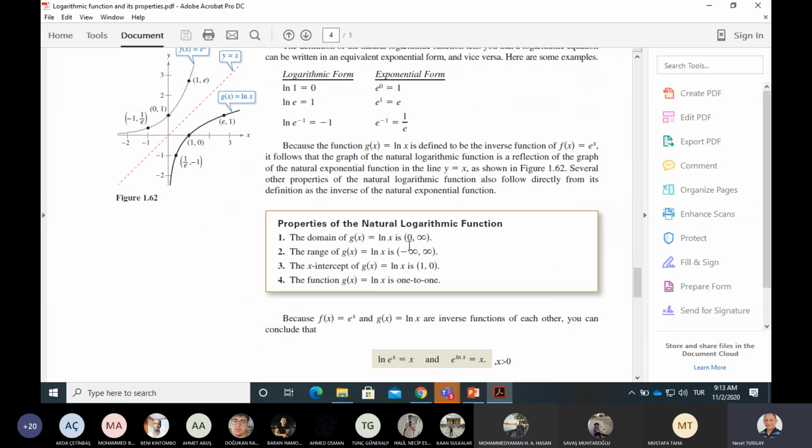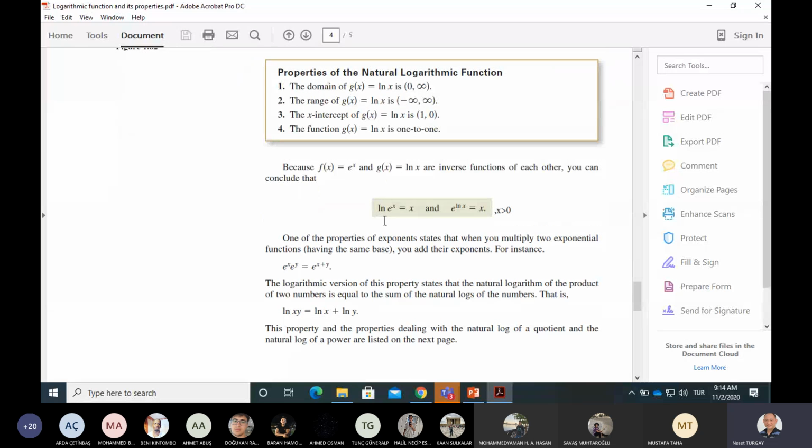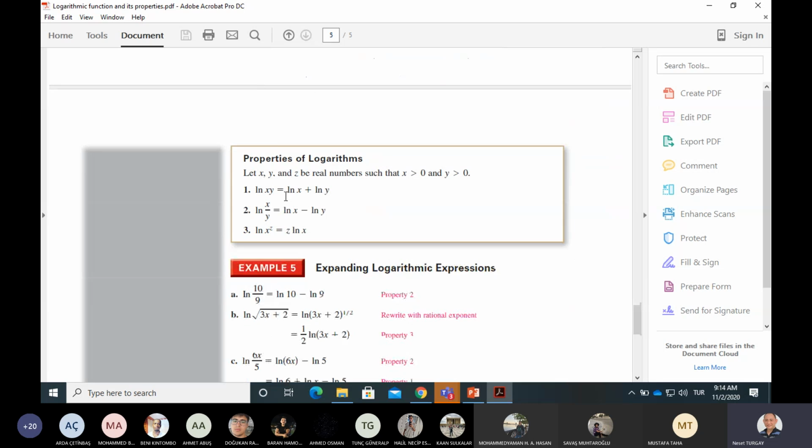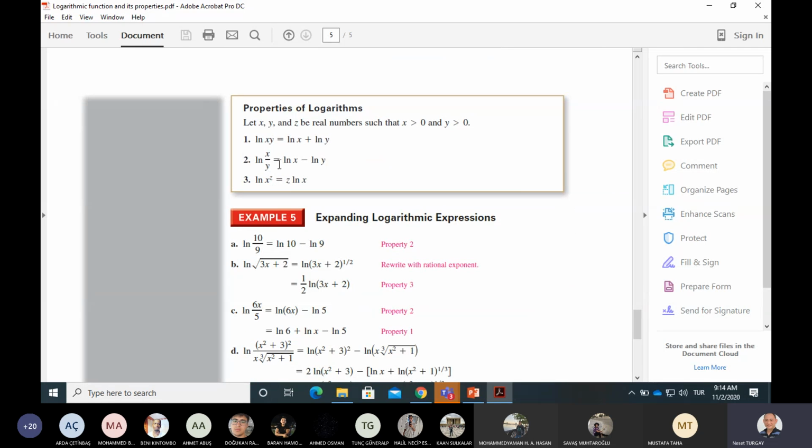Here, the domain of ln is 0 to infinity. This is important. Ln e to the power x is equal to x. E to the power ln x is equal to x. This information we sometimes use.